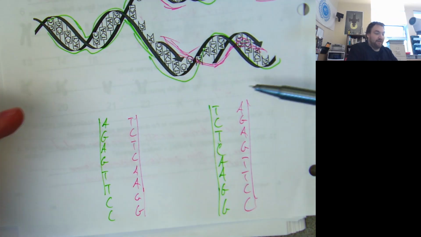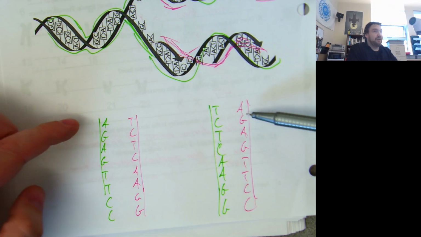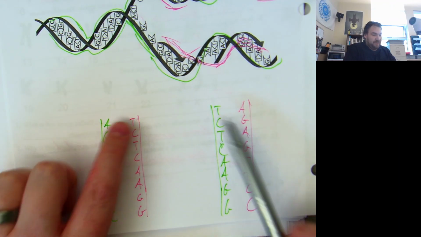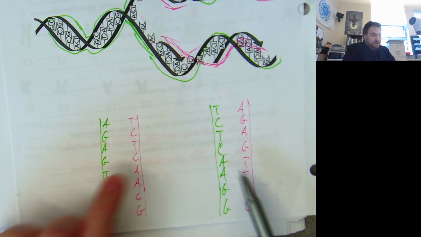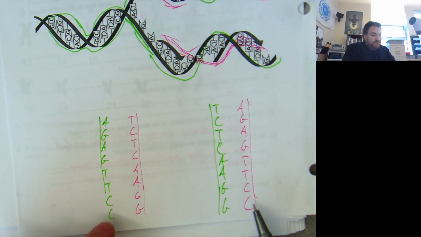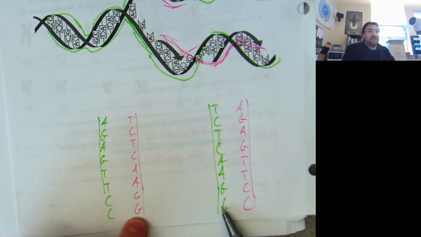And now look what we have here. We have 2 identical pieces of DNA. A with T, G with C, A with T, G with C, T with A, T with A, C with G, and C with G. Yes, sir.